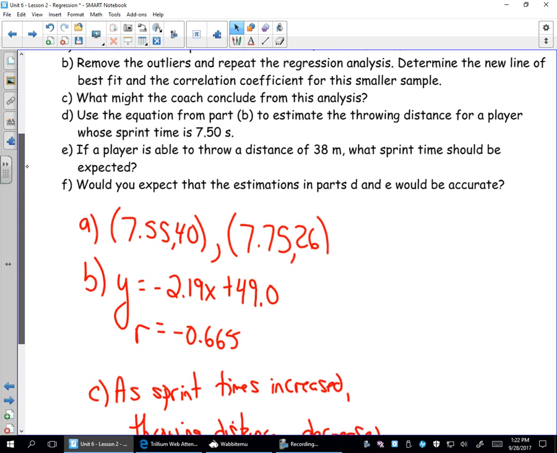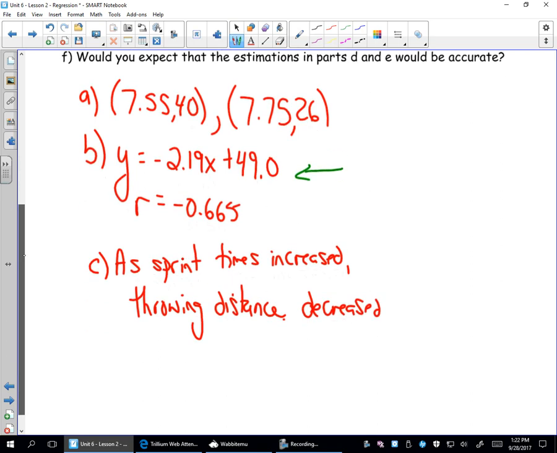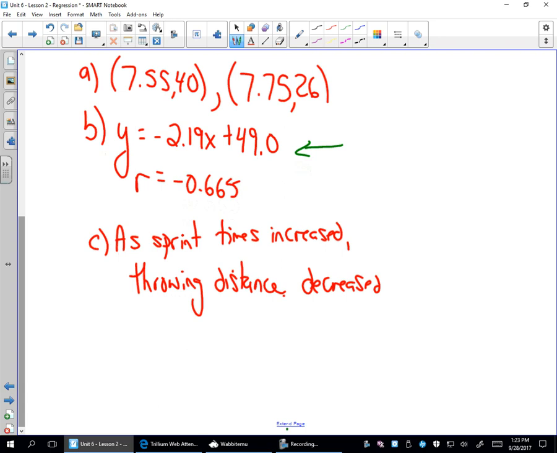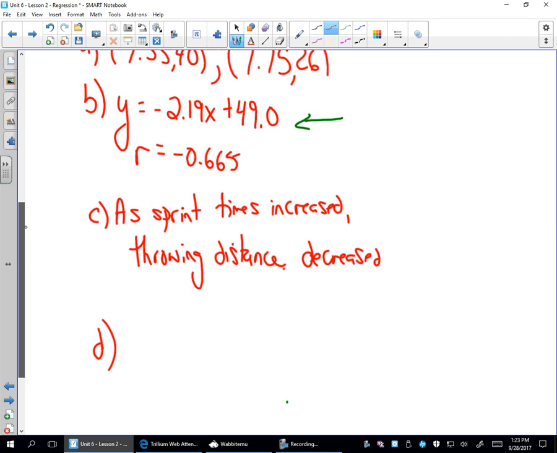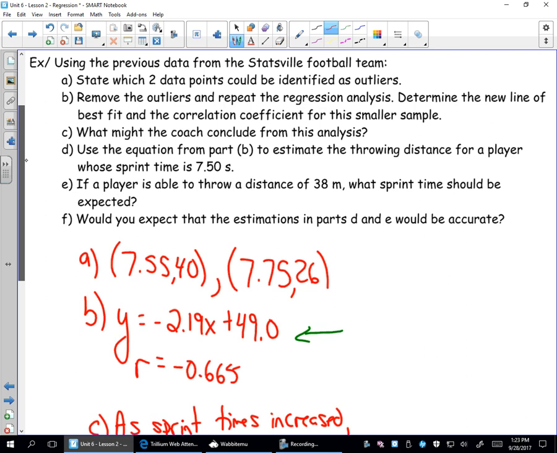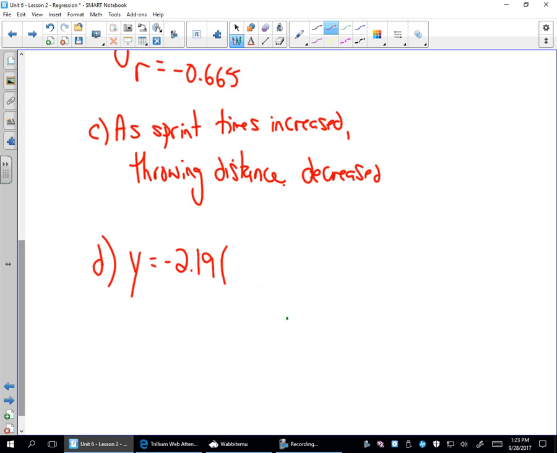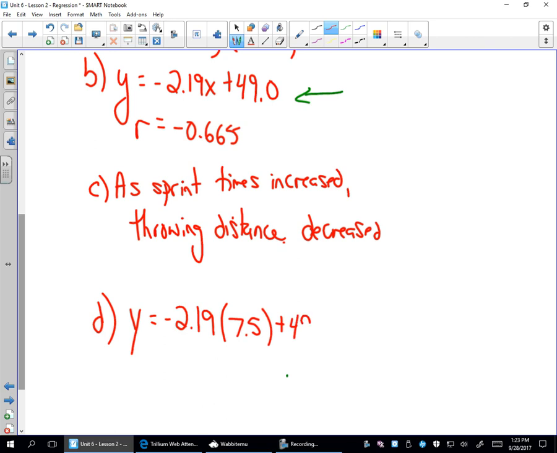Basically, there are some outliers that didn't follow that. And use the equation from part B, that's the one we have right here, to estimate what would happen if someone has a sprint time of 7.5. So we're going to do a quick calculation here. Okay, so using my line of best fit, my model, I can say y equals negative 2.19. We're using an x value of 7.5 seconds. And we had plus 49 at the end.